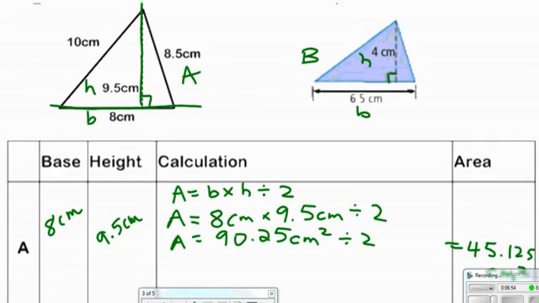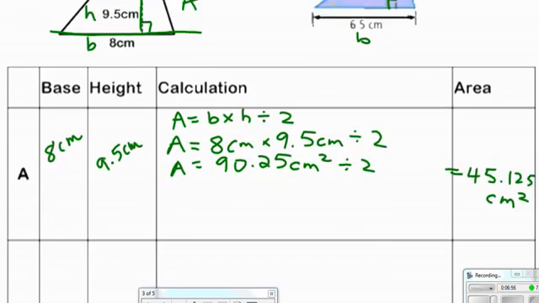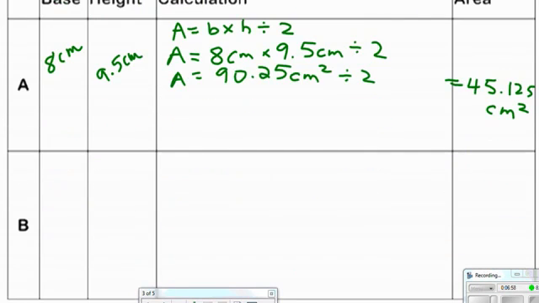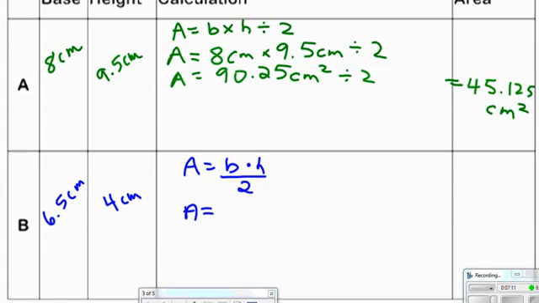When we look at the second example, we have a base of 6.5 and a height of 4. So the base is 6.5 centimeters. The height is 4 centimeters, so area equals base times height divided by 2. Yes, you need to write your formula every time, so no, don't even ask.